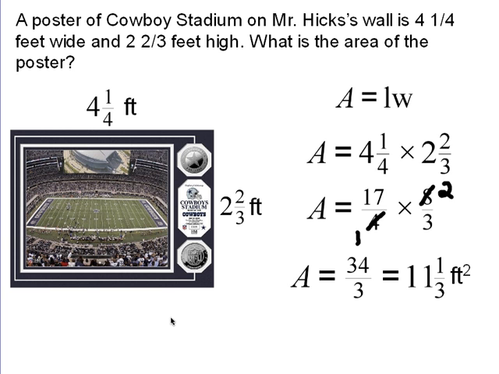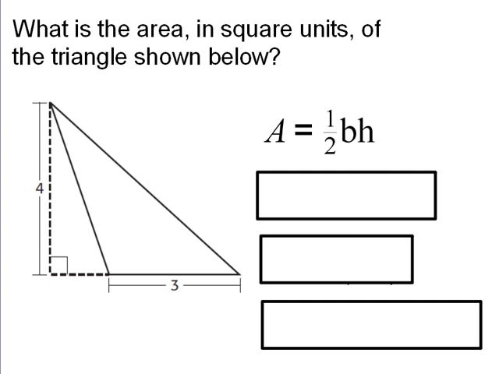Now we're going to move on to triangles. Here it says, what is the area in square units of the triangle shown below? Here we have a picture of an obtuse triangle in which we have a base of 3 and a height of 4. You can tell the height because once again it is shown with the dotted line. Most of the time your height is going to be with the dotted line.